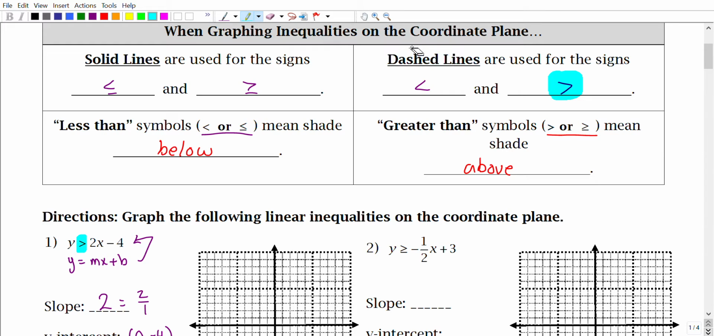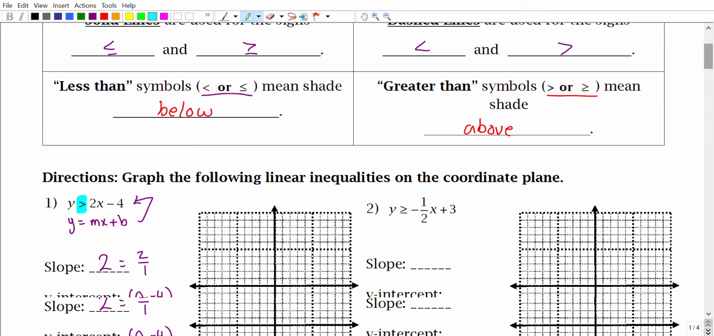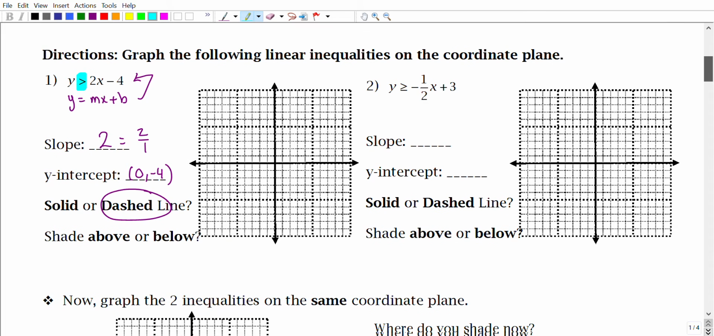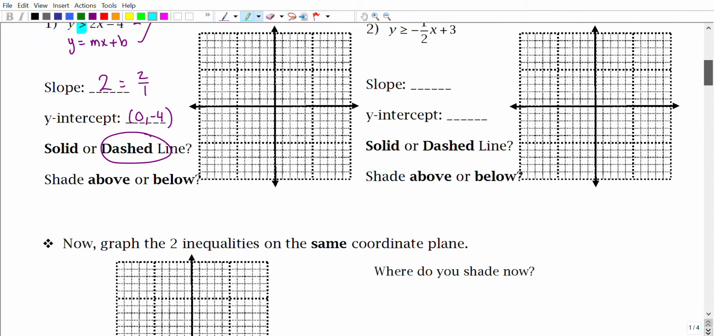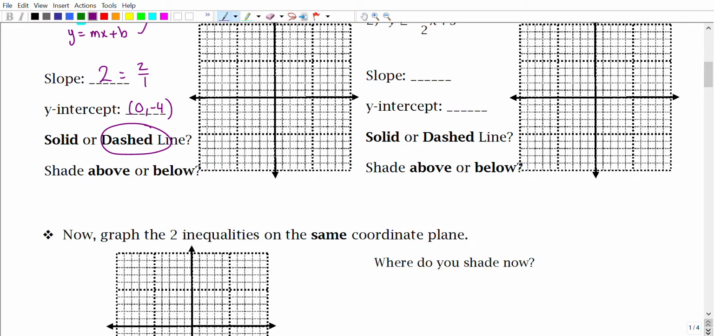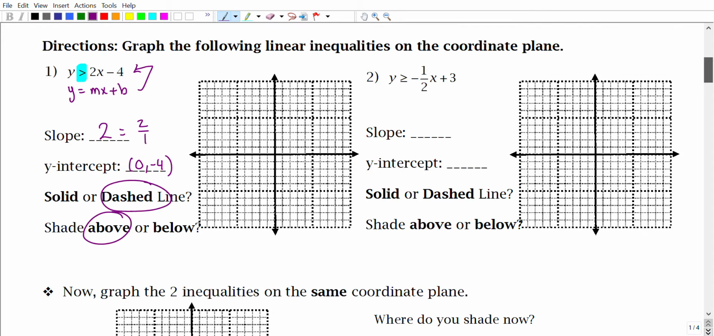Let's go back to our problem. We know we have to have a dashed line. Now it asks, do we have to shade above or below? Again, it's a greater than symbol. Where's the greater than symbol? It's right there. It's greater than, so we have to shade above. Let's go down here. We want to shade above. Let's see if we can graph this. I always say start with your y-intercept, guys.